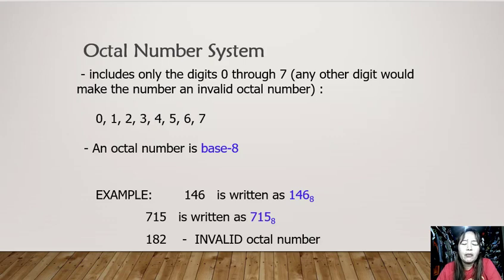For instance, 146 in octal form is written as 146 with a base of 8. You have to be very clear on that because it could be a decimal number or an octal number, and the base tells you which. 715 is written as 715 with a base of 8. Now, if you say 182 and claim it is an octal number, that is invalid because 8 is not part of the digits that are valid within the octal number system.